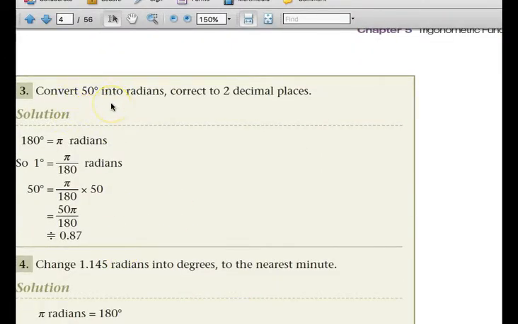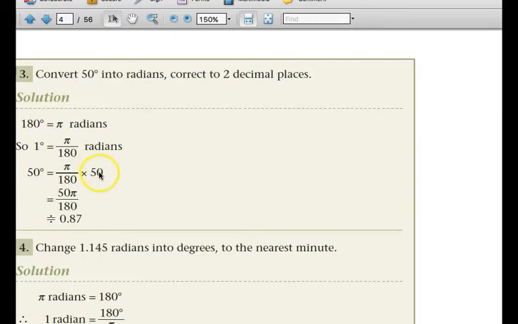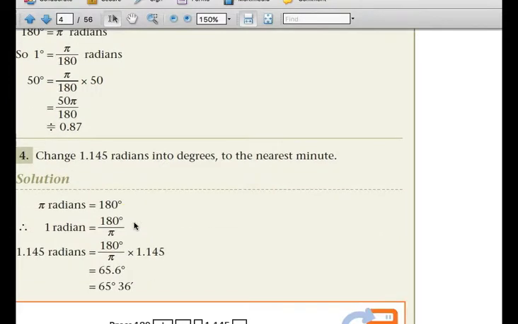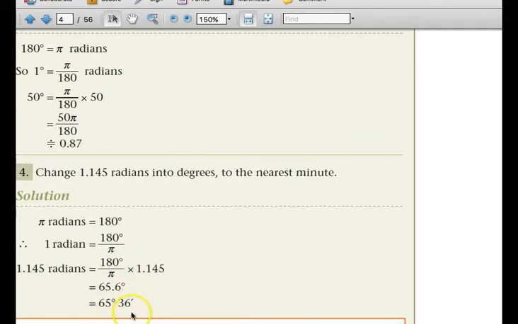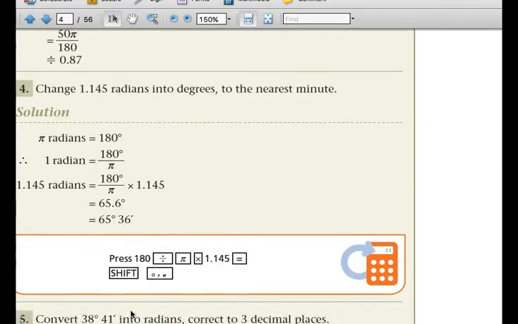Something like 50 degrees into radians, the only thing you really could do is multiply by pi on 180. Okay? We watching? Changing this into degrees, you're timesing by 180 on pi. And if they want it to the nearest minute, you'd have to do your DMS button.